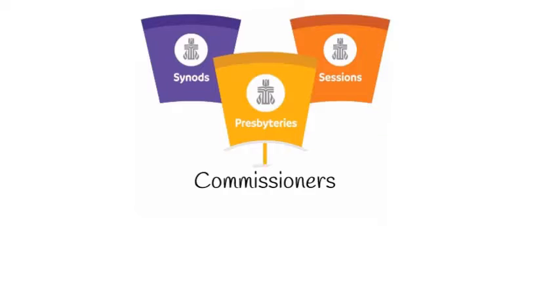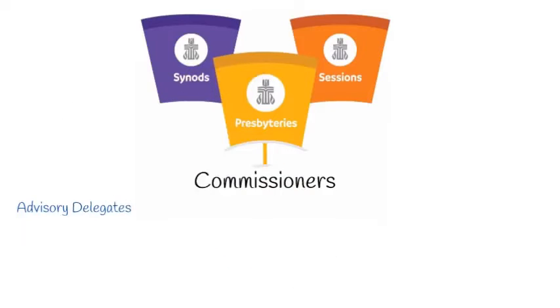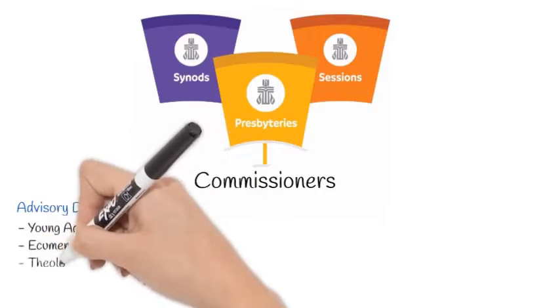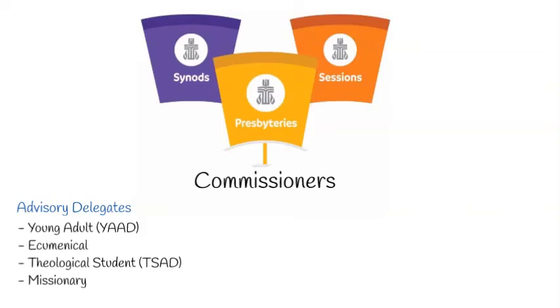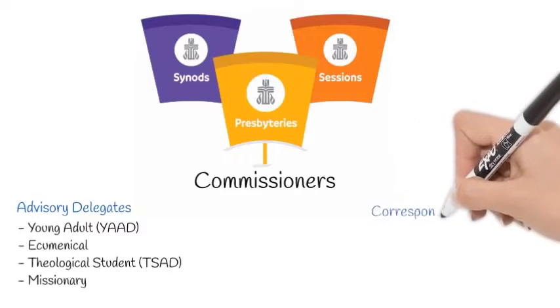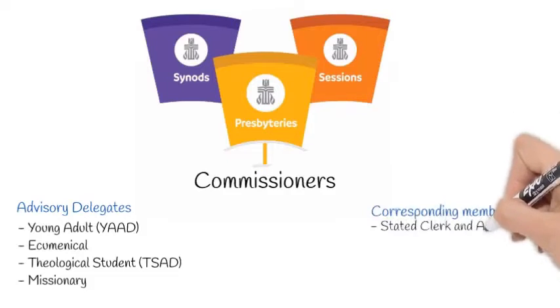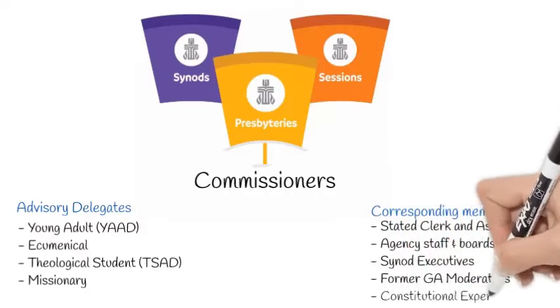You'll also notice advisory delegates and corresponding members. There are 4 categories of advisory delegates: young adult, theological student, missionary, and ecumenical. Corresponding members are those holding or having held certain offices of the church: former General Assembly moderators, stated clerk, and specific agency staff and boards, synod executives, and members of the Advisory Committee on the Constitution.